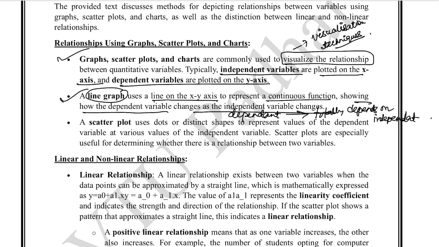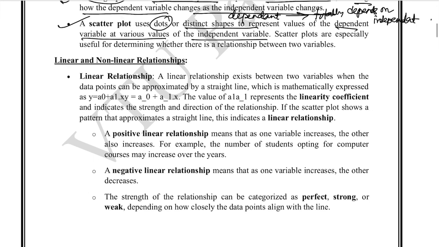That means it is showing that once you are trying to plot a graph of a continuous function, the dependent variable changes as soon as you change the independent variable. Next is the scatter plot. A scatter plot is again a type of graph which uses dots or specific shapes to represent a particular independent variable and the relationship. Next is linear relationship and non-linear relationship.